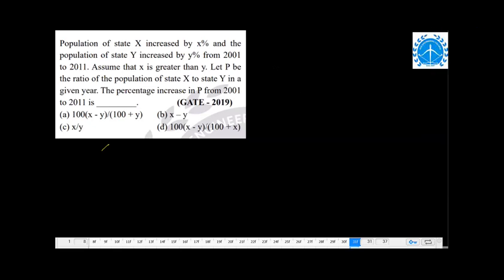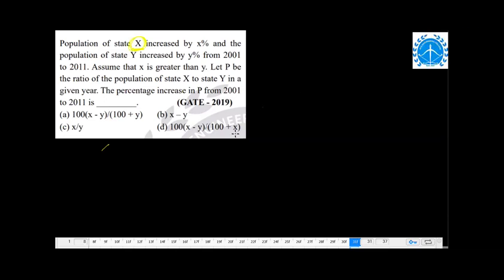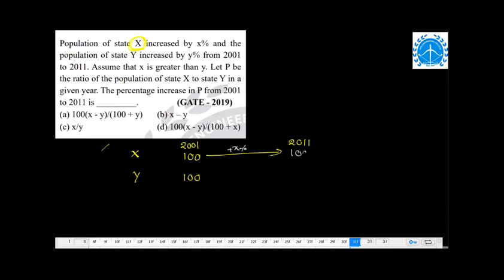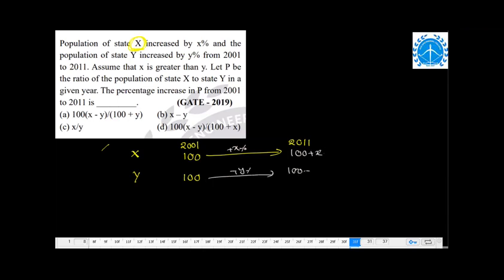Yes, sir. Okay, read the question carefully. Giriza, tell me, the population of the state X. So this capital X is called the state name. This is 2001 and 2011. Next, state Y. In 2001, state X, I take 100, and state Y, I take 100. So from 2001 to 2011, how much percentage increased? x%. Small x. So what is the population then? 100 plus x. And here how much increased? y%, so 100 plus y.